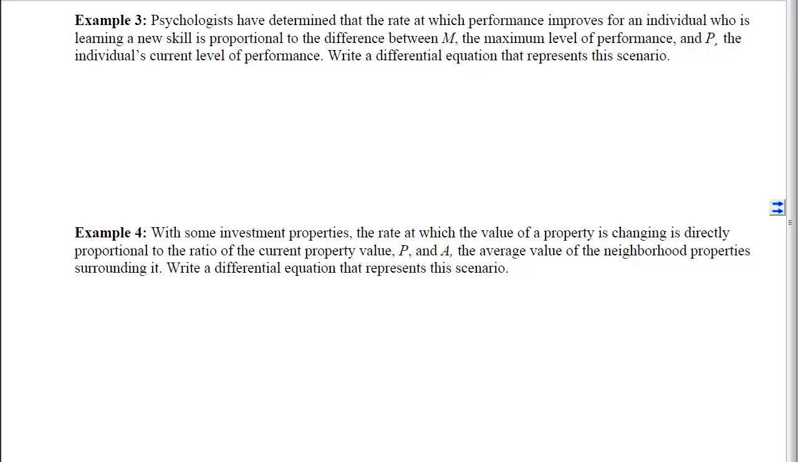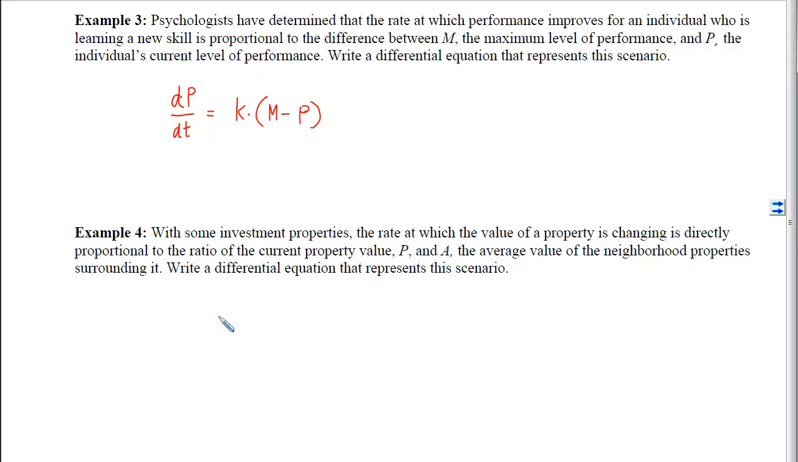So again, we're going to look for something that represents a derivative. And we see here that the rate at which the performance improves, so that will be dP/dt, where P is representing the performance with respect to time, is proportional to, so that means it equals a constant times the difference between M, the maximum level of performance, and P, the individual's current level of performance. So we will have the maximum minus the current level of performance. Here we have a differential equation that says the same thing as the words in example 3.